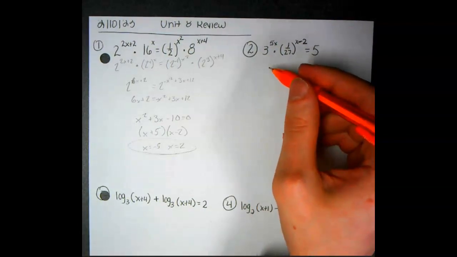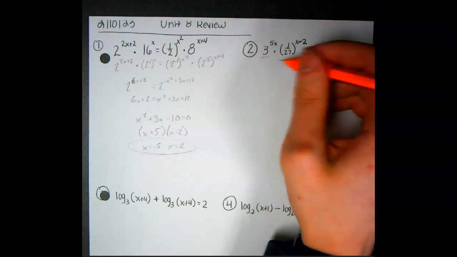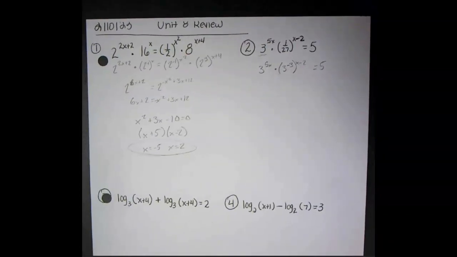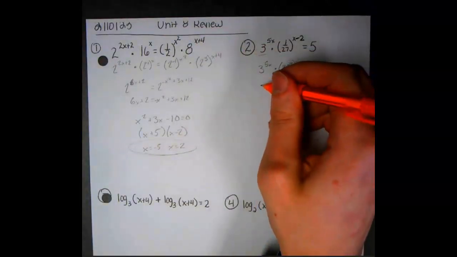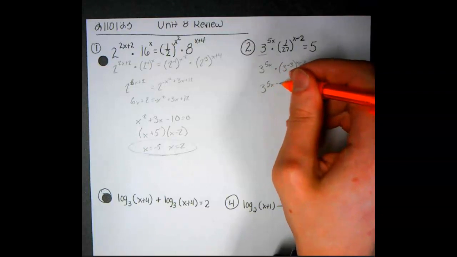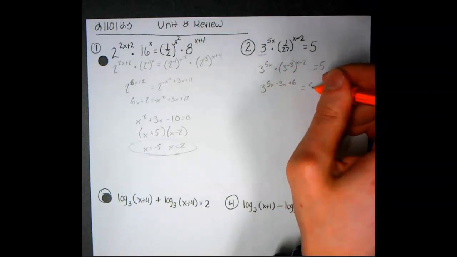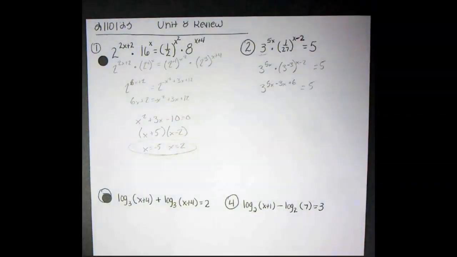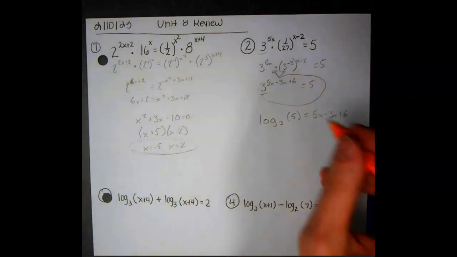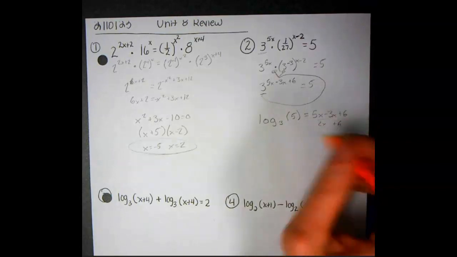For the second one, you're going to start off the same way. You need to get everything to that base of 3. Afterwards, you will multiply the exponentials, which means that you'll add the exponents. So we'll have 3 to the 5x minus 3x plus 6 equals 5. You can simplify that, but we'll just go ahead and take the log. You can combine like terms, so that will be 2x plus 6.